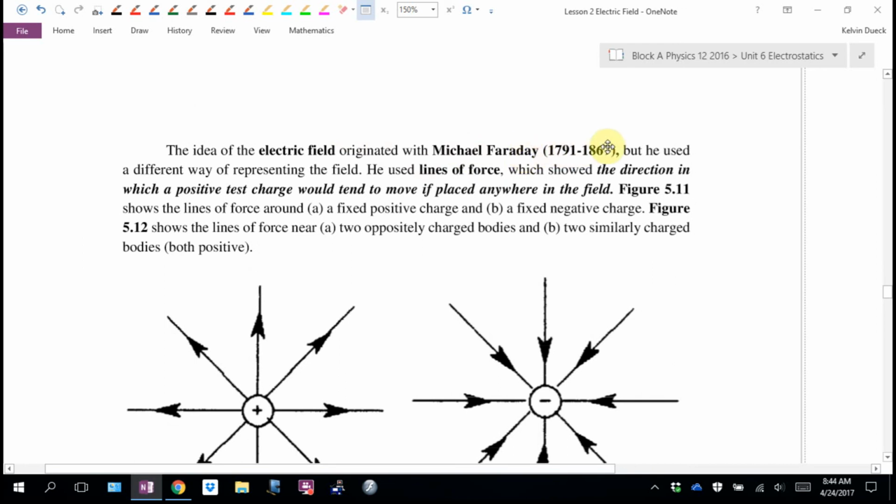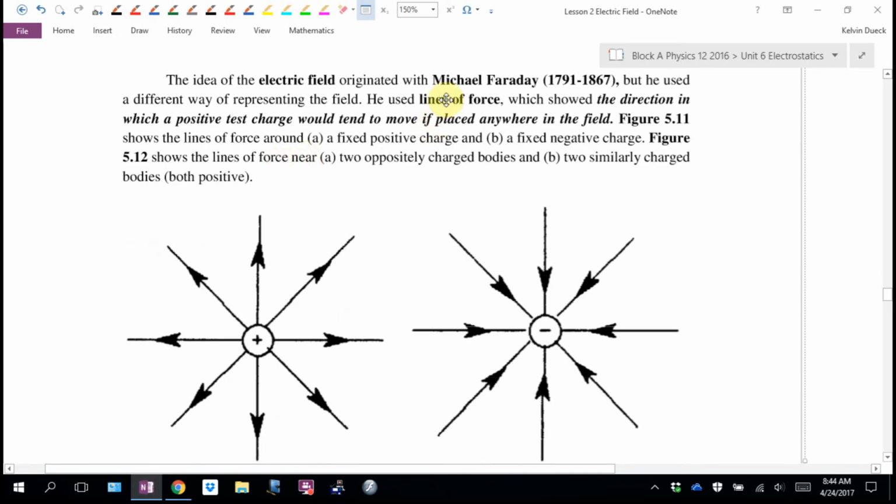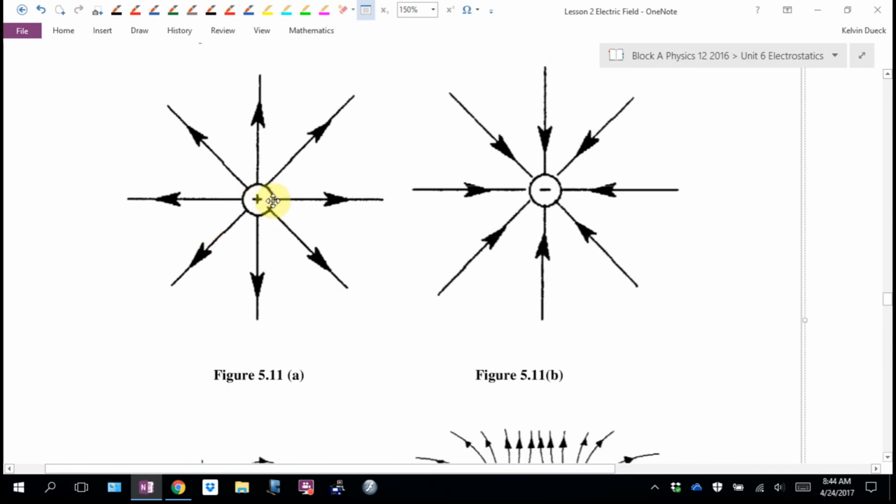1791 to 1867. I think I said 1850s, probably closer to 1810 was when he started working for Humphry Davy. But he used a different way of representing field. He used lines of force. He used pictures. He was not a math guy. Okay? So here's a picture of the electric field from a positive charge, picture of electric field from a negative charge. These two charges would be the same magnitude.